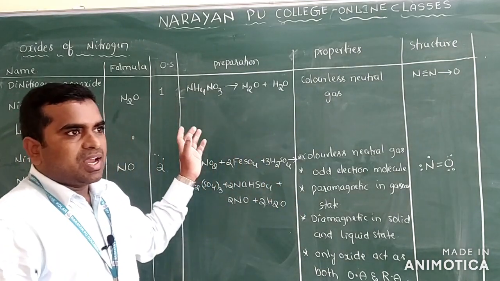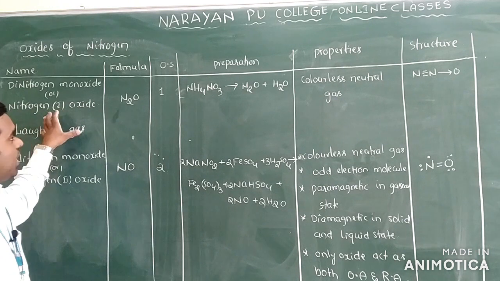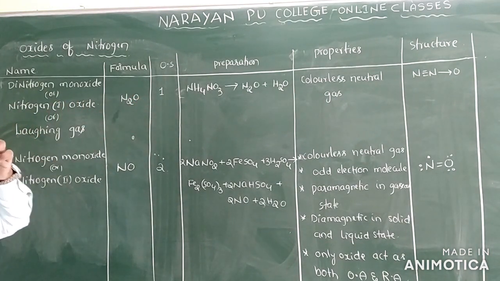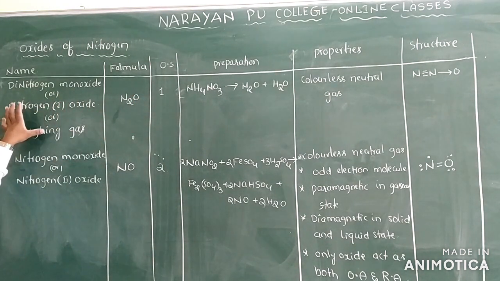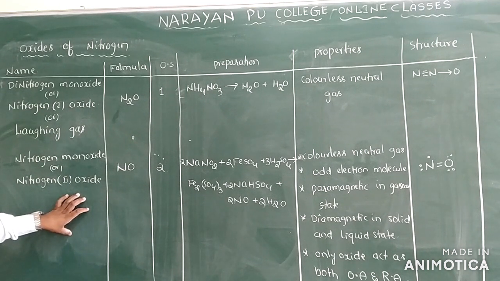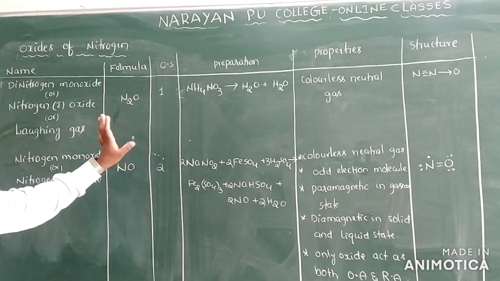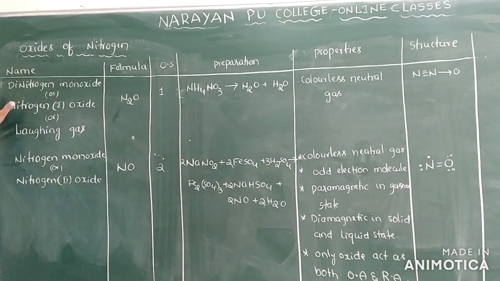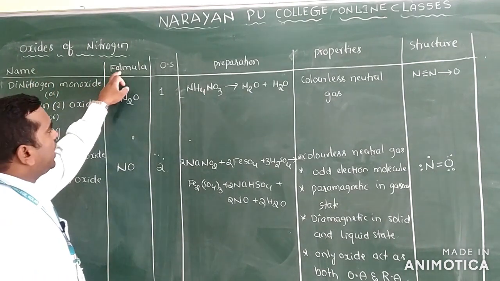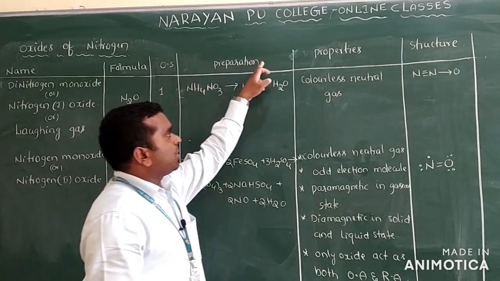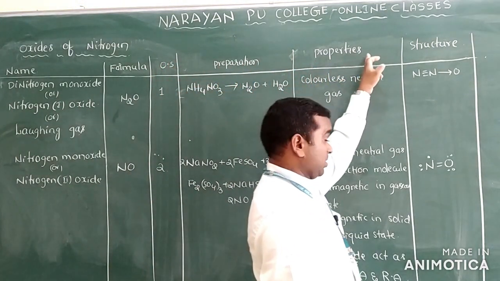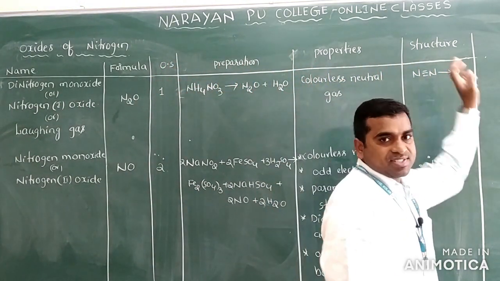What are those? We will discuss them one by one, and you have to draw the table like this, because this table is very important for competitive examinations. One or two questions may come. So first, the name of the nitrogen oxide and formula, oxidation state, preparation method, properties, and next one is structure.